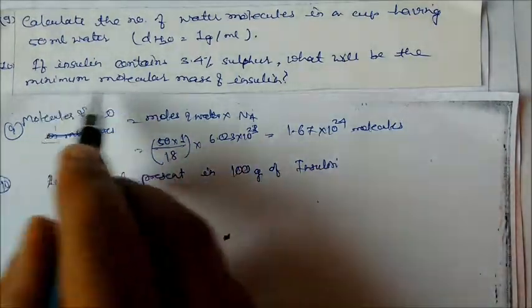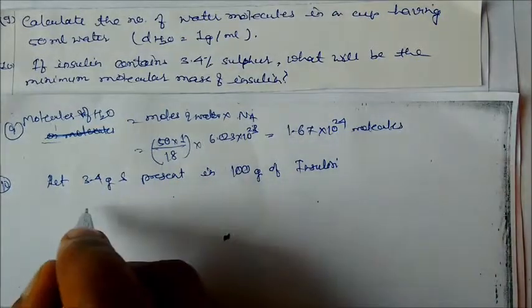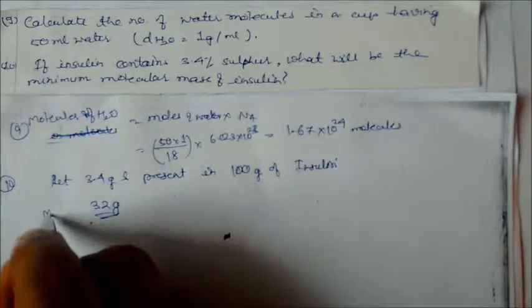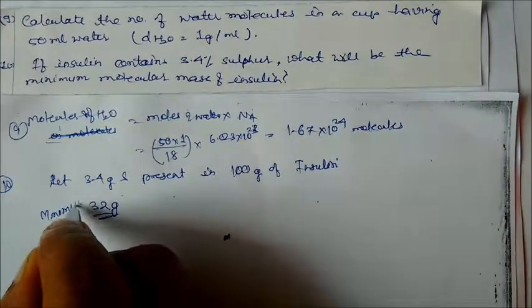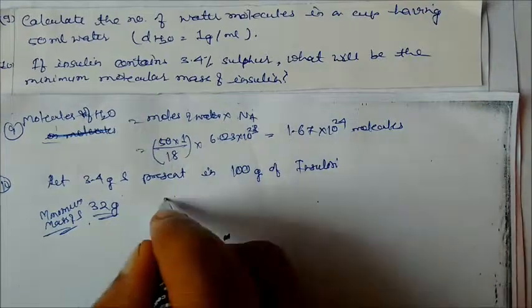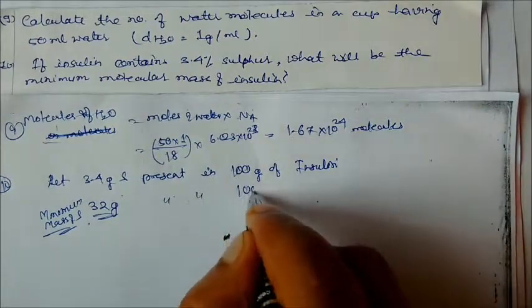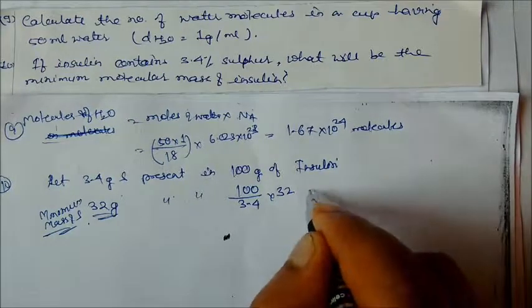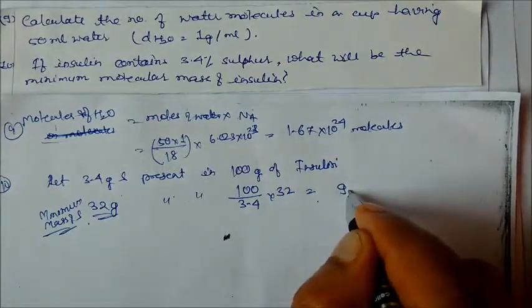Now minimum molecular mass means for minimum molecular mass we have to take sulfur as how much? 32 gram. So this is the minimum mass of sulfur, 32 gram. This is present in how much? So again 100 divided by 3.4 into 32. So on solving here we will get 941.